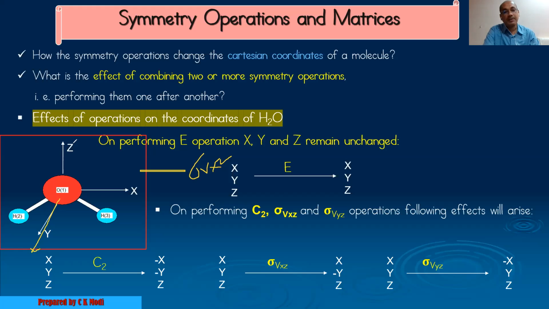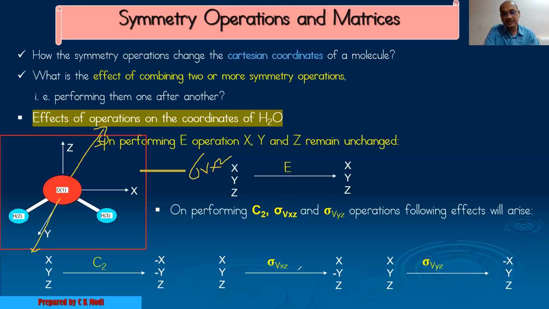Therefore, after performing sigma v xz, the position of y becomes minus y, because where will its reflection be? It will come on the back side. While we put the mirror plane sigma v xz, the mirror image of the y coordinate will come on the back side, therefore y becomes minus y.